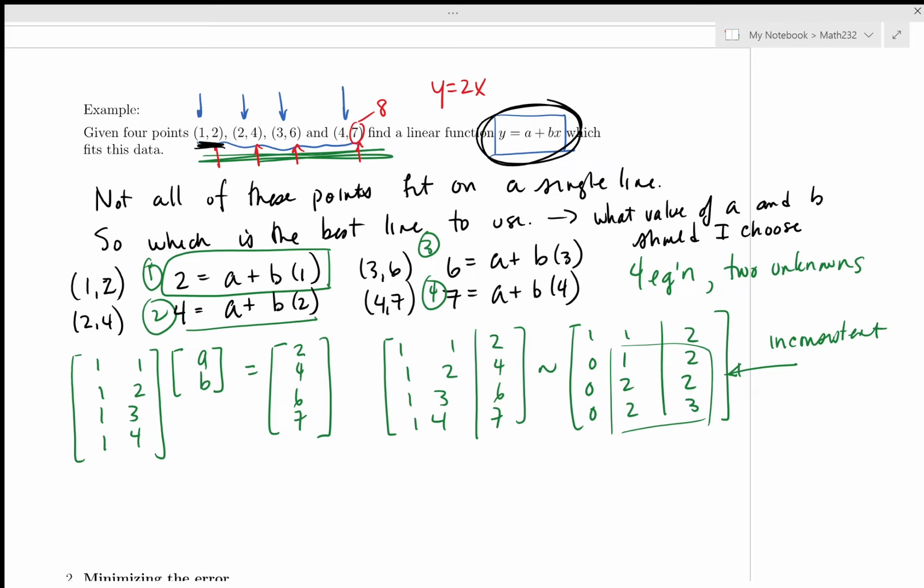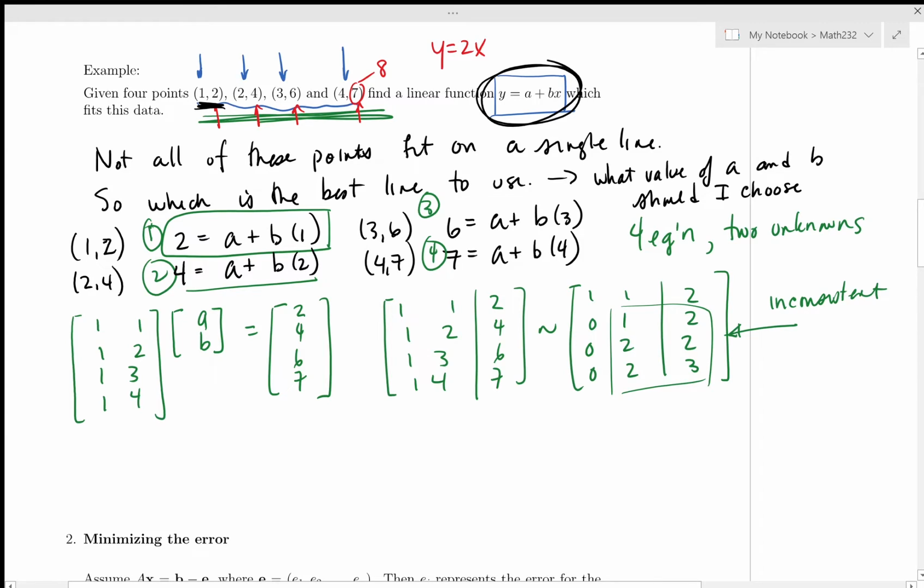Okay, so now we're going to stop this example right here. So now we have a problem, but we don't want to just give up. We still want to find y equals a plus bx. We still want to find a and b. Now, how do we go about finding the best a and b? And what does it actually mean, best, anyways?